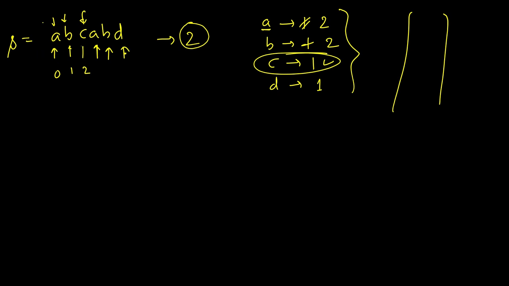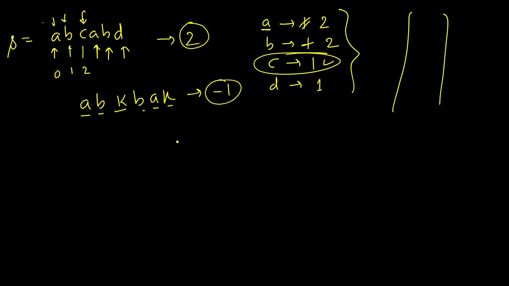And if there is no unique character, for example, let's say A, B, K, B, A, K. So here A, B and K are there, all occurring twice. So here we will return minus 1.